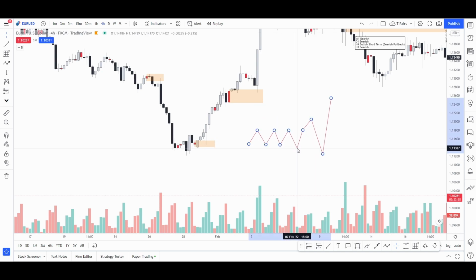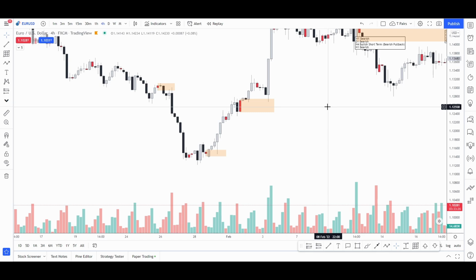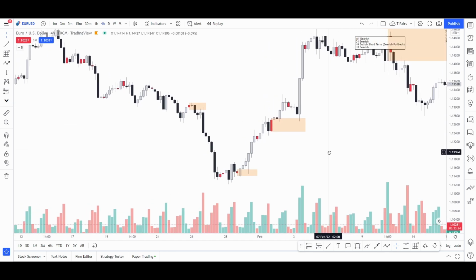Now, somewhere around here, or here, or here, or there, quite often, not always, but quite often, there will be inside bars, which leave order blocks, largely.